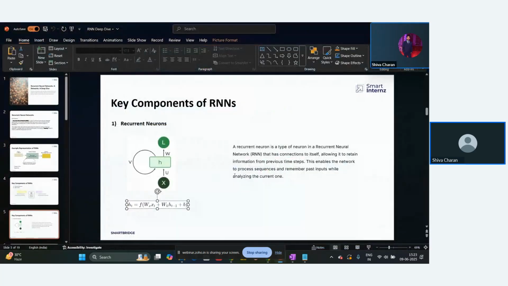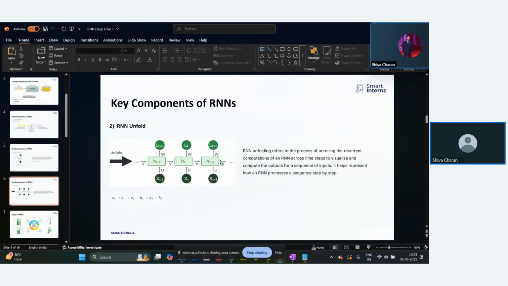Okay, RNN unfold. What is this RNN unfold? What is it saying? It is a representation of the input at different time steps. RNN unfold refers to the process of unrolling or unfolding the recurrent computations of an RNN across time steps to visualize and compute the outputs for a sequence of inputs. It helps represent how an RNN processes a sequence step by step.